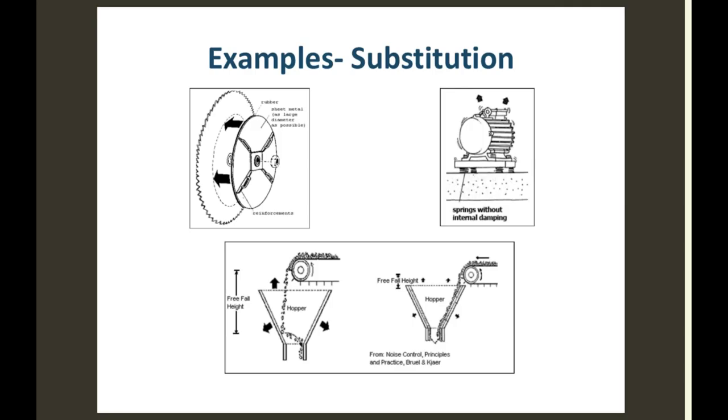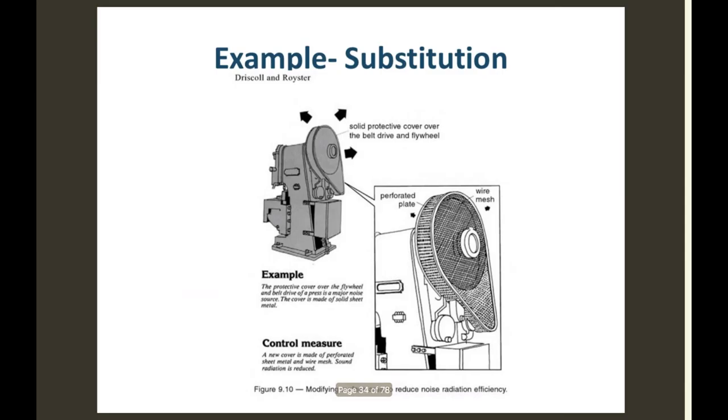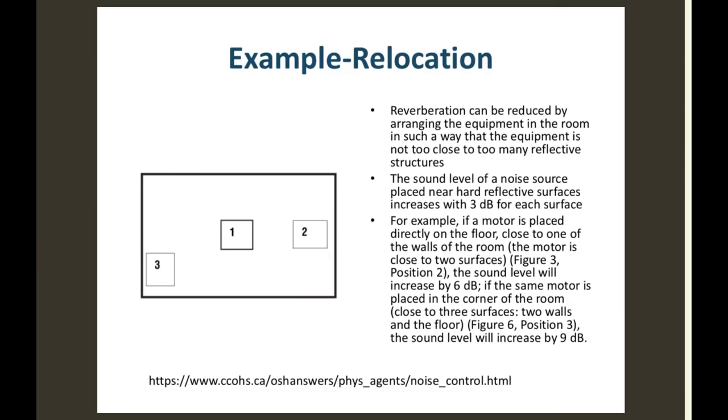So here's some examples of modifying the industrial process. So instead of dumping material directly into the middle of a hopper, it runs down the side of the hopper instead. Okay. And here they substituted a mesh belt guard for a solid one. So that helps attenuate the noise a bit as well. Relocation. You know, move the equipment further apart or into areas where you can control it even better.